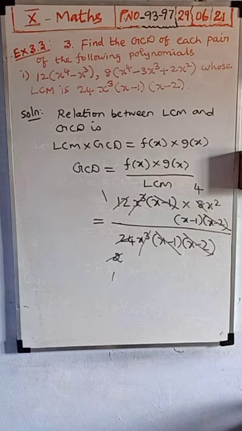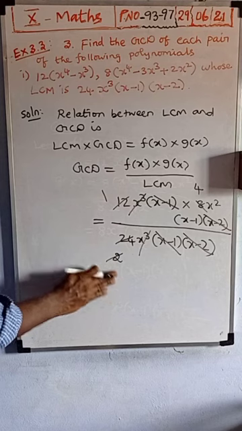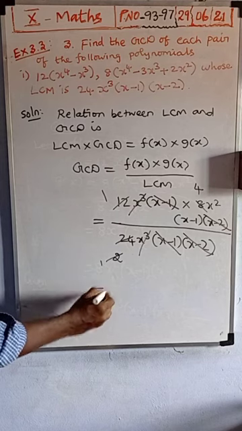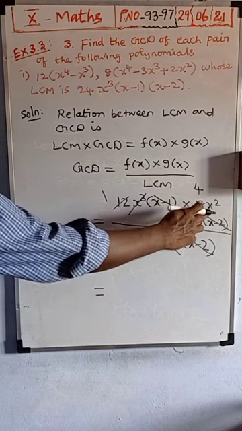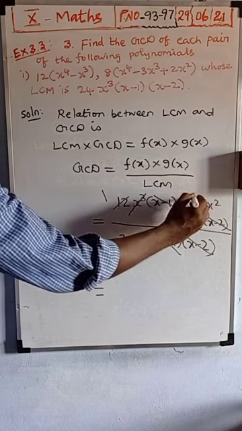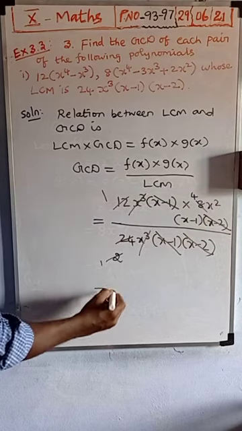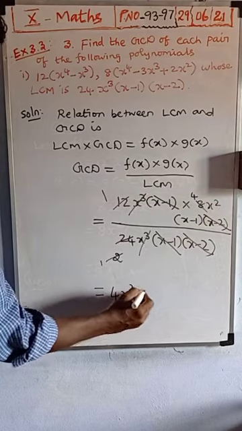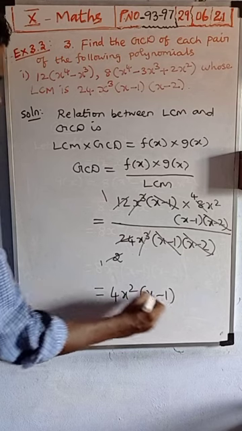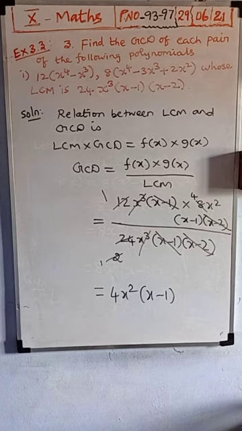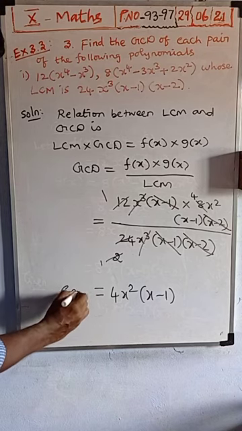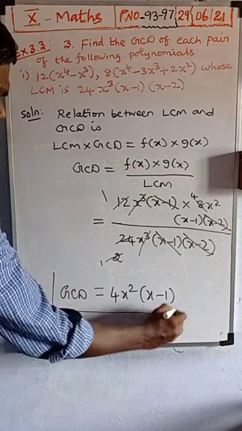After that, write the remaining terms. The denominator has nothing. The remaining numerator is 1 times 4, which is 4, so 4x squared times x minus 1. Yes, 4x squared of x minus 1. This remaining term is called the GCD.